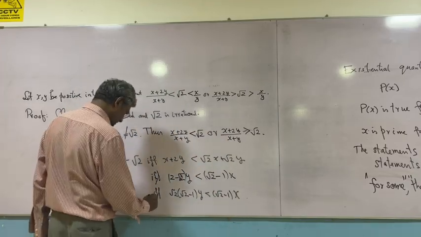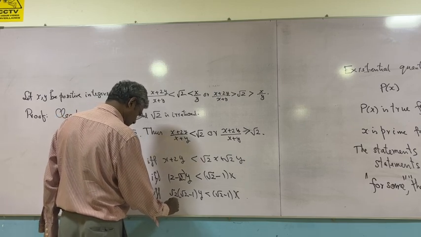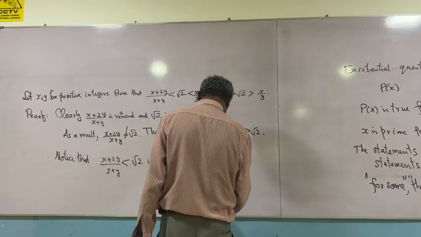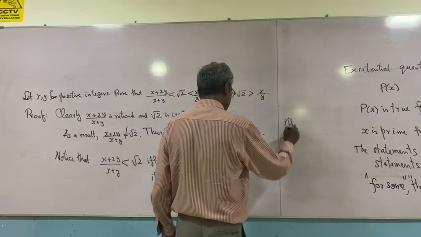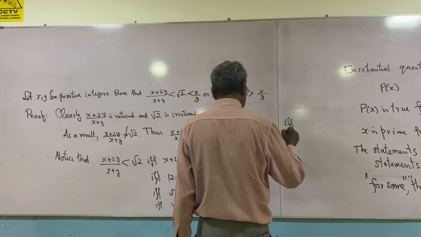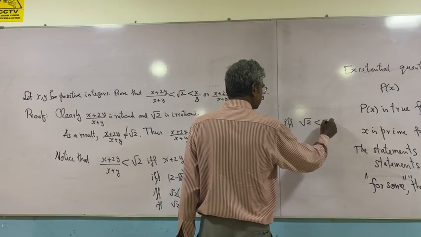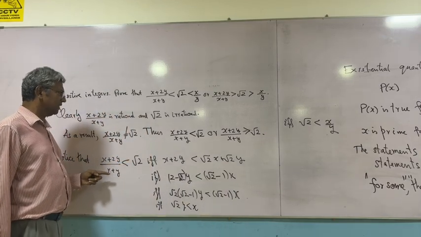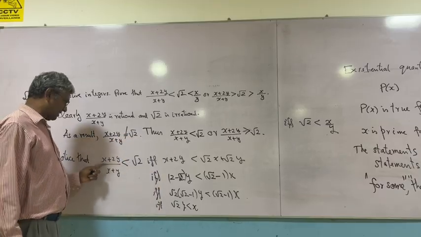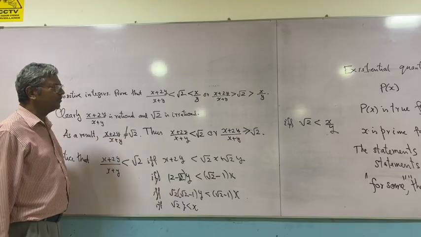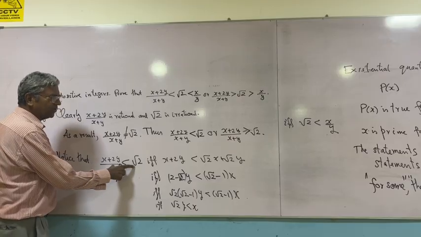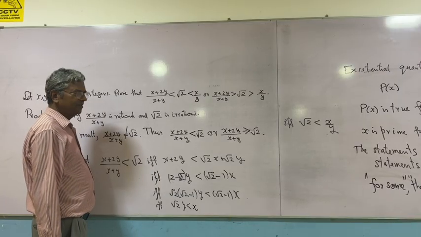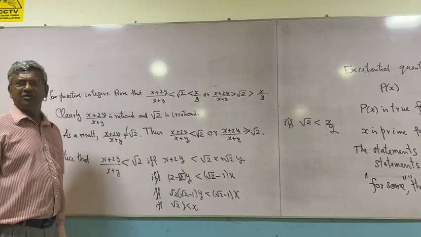Root 2 minus 1 is a positive number, then you can cancel it. Root 2 y less than x. Not enough space here. I will write below. I got y over x... Now, root 2 less than x over y. x plus 2y over x plus y. Now, up to here, obvious things. x plus 2y over x plus y less than root 2 if and only if root 2 less than x over y. As a result, if this thing is true, then this one is true. And if this one is true, then this one is also true.